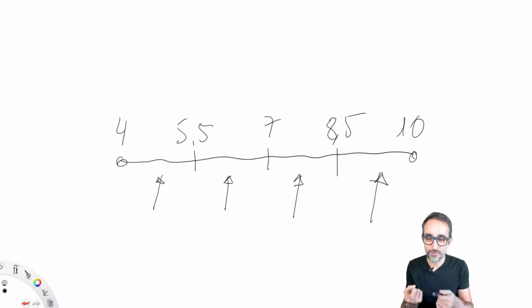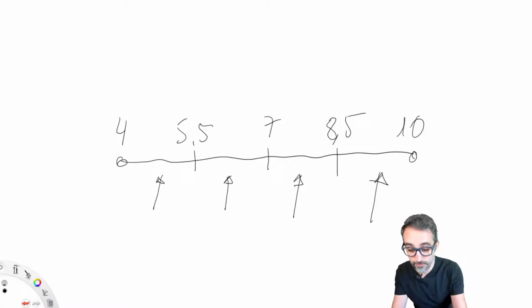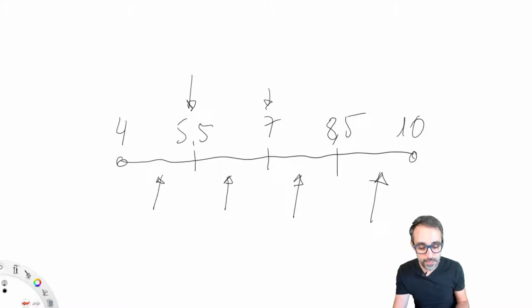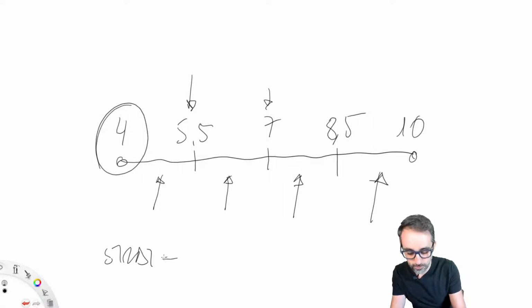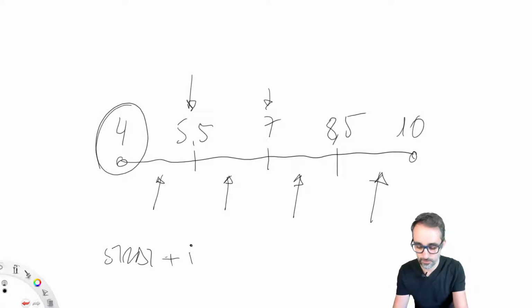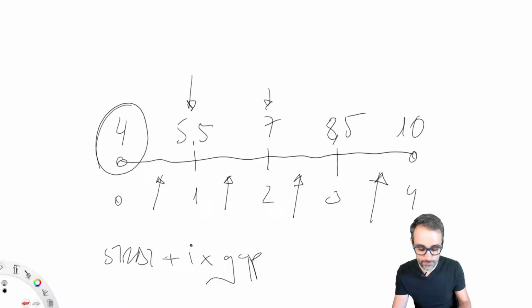So the rule is going to be very simple. For each one of these numbers, the number that we're generating is going to be equal to the start number, so that's going to be this one here, plus where this number is sitting on the list, so this would be 0, 1, 2, 3, and 4, times the gap between them, or the step size.